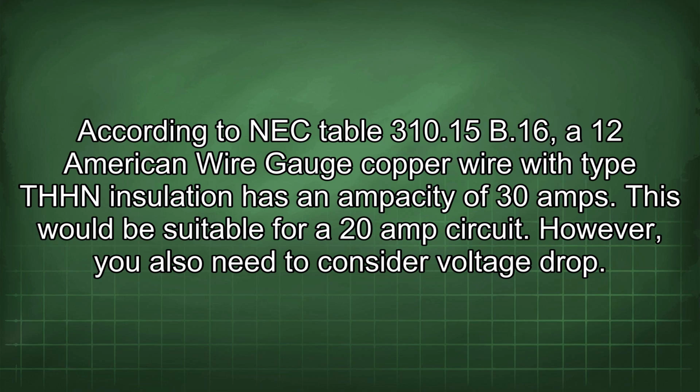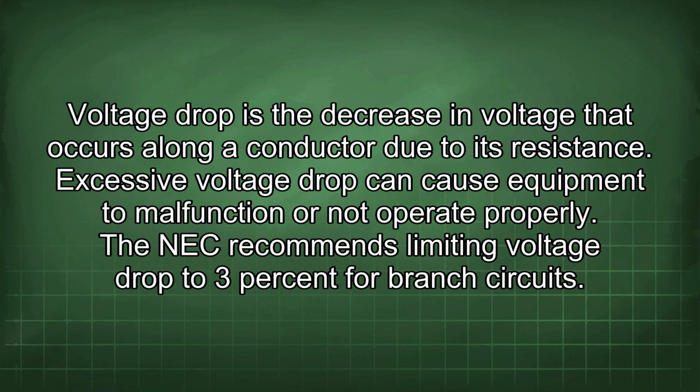However, you also need to consider voltage drop. Voltage drop is the decrease in voltage that occurs along a conductor due to its resistance. Excessive voltage drop can cause equipment to malfunction or not operate properly. The NEC recommends limiting voltage drop to 3% for branch circuits.